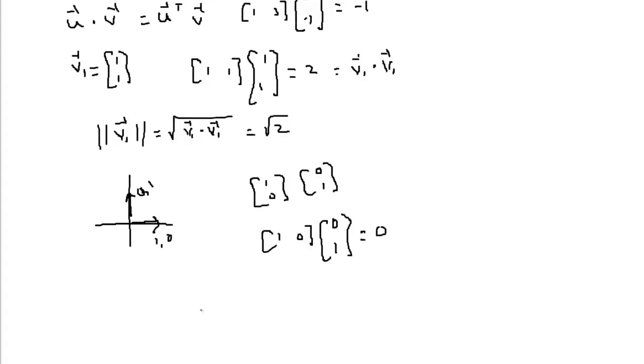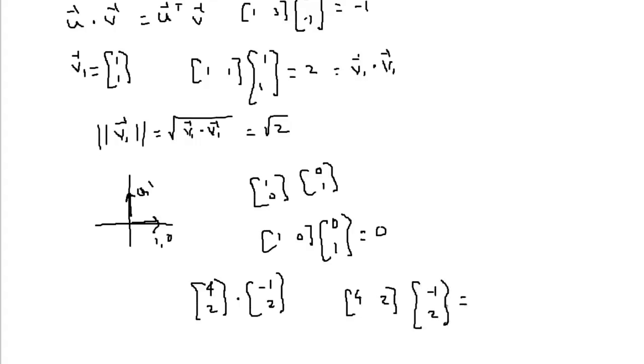Another example that may not be so obvious, suppose I have the vector 4, 2 dotted with negative 1, 2, and I want to know, are these perpendicular? Well, let's see. This is the first one transpose times the second one. This is going to be negative 4 plus 4, which equals 0. So these vectors are in fact perpendicular.